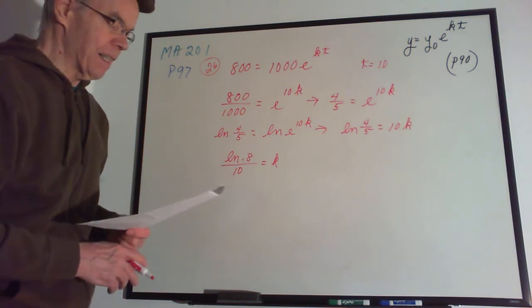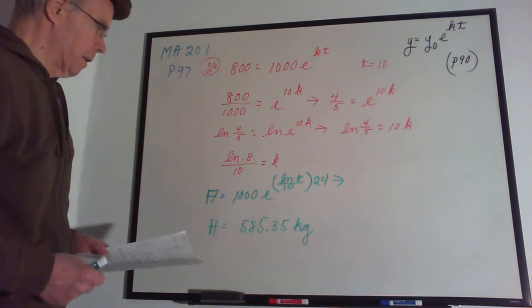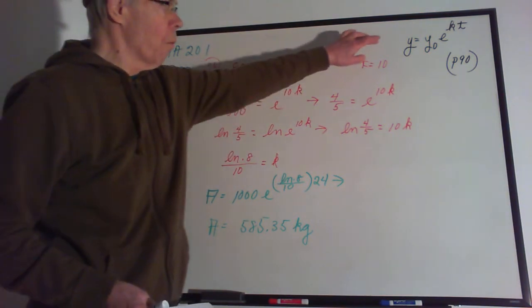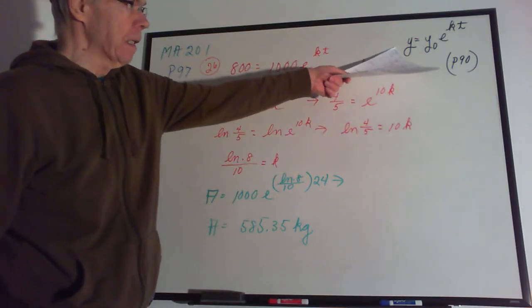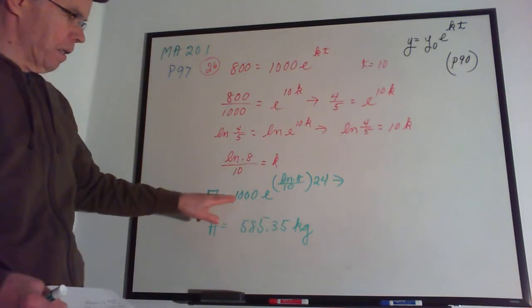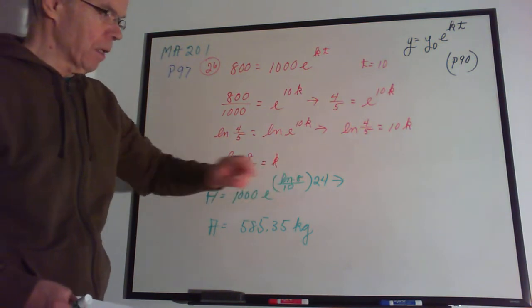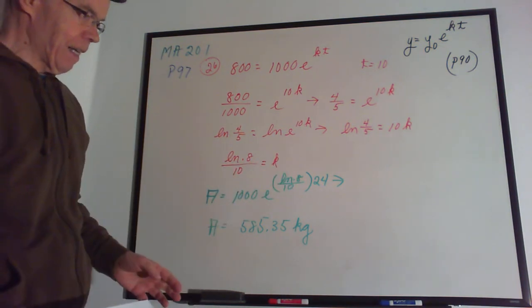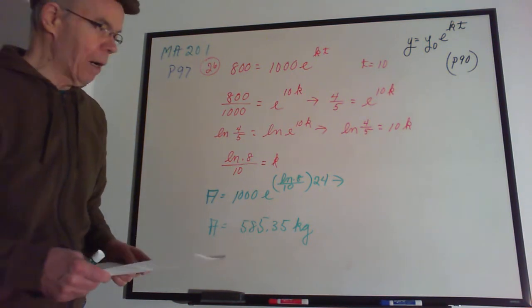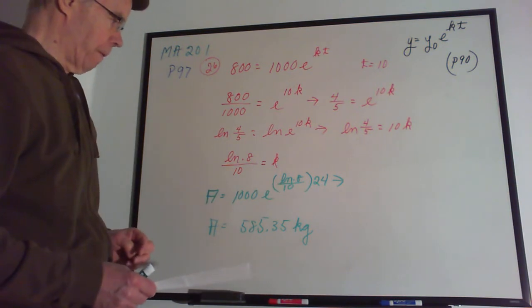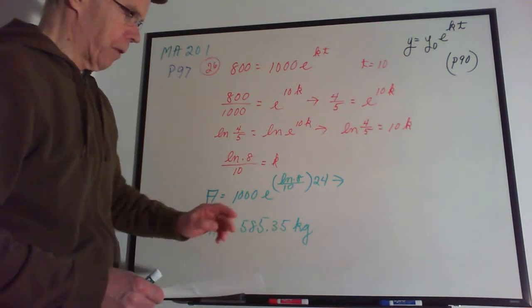Now plug that into the second part of the question. They're using a for y, meaning amount. So this would be the final amount you have. The initial amount is 1,000, it's e, you put in the k, multiply by 24. You notice in the problem at the bottom it says after another 14 hours, so it's 24 hours. You do the math here, you end up with the amount is equal to 585.35 kilograms.